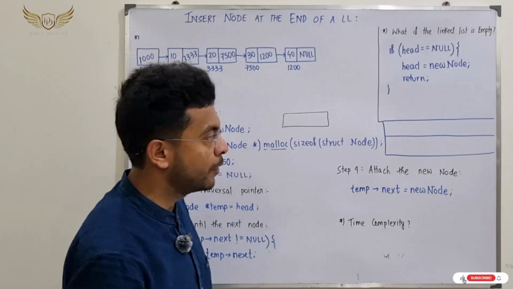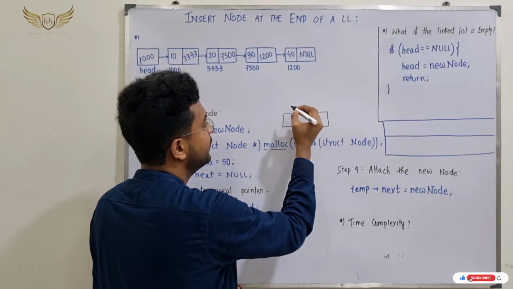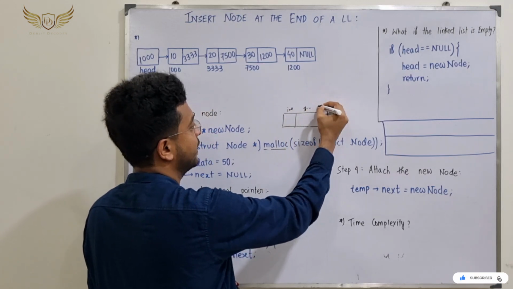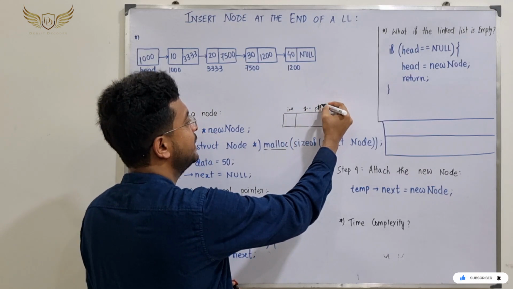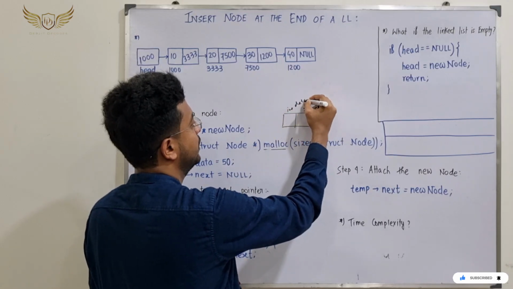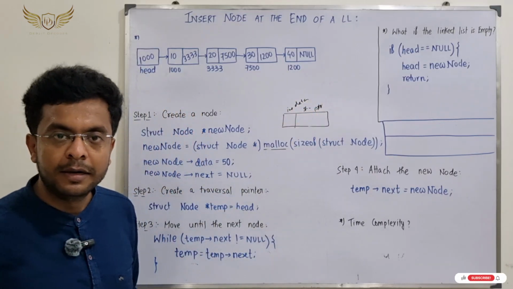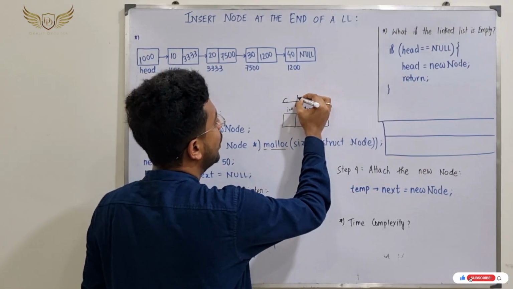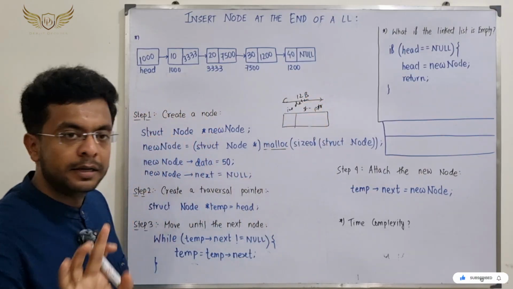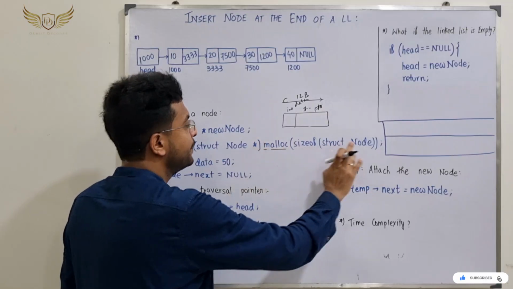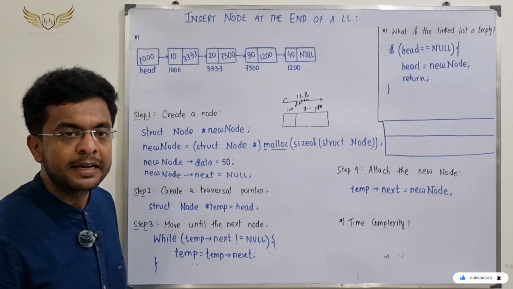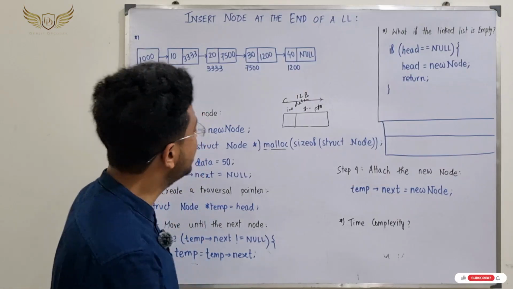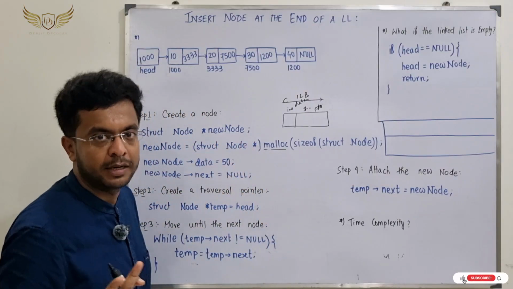So 12 bytes will be allocated. One part is int, the first part, and the next part is struct node star ptr. The first one is data and the next one is ptr. Correct? And how many bytes in total? 12 bytes. Now what is this part? Struct node star. As I have said, this is nothing but typecasting, because malloc by default returns a void pointer. We are just converting it to struct node star, nothing fancy.